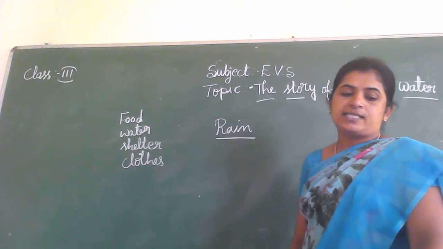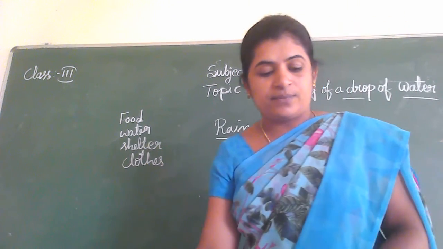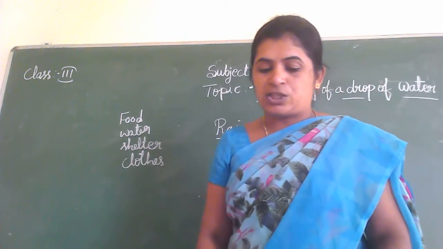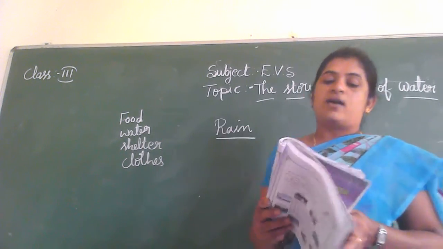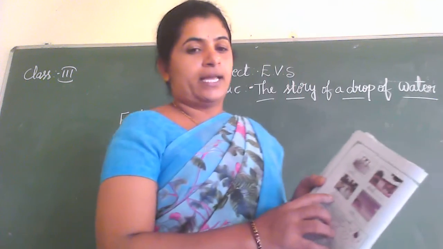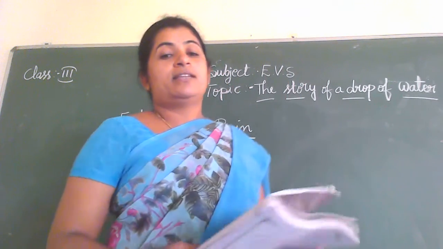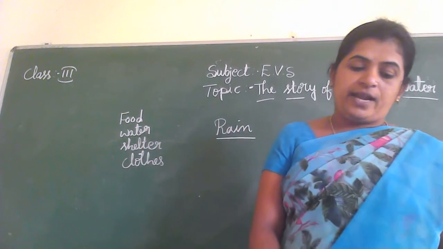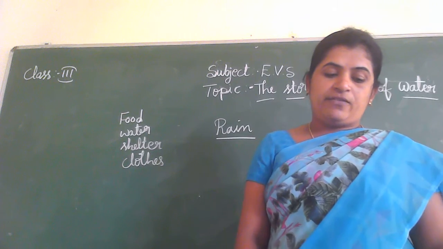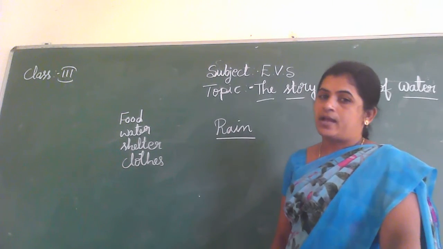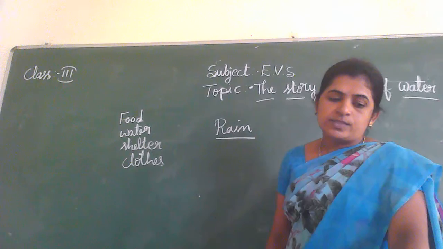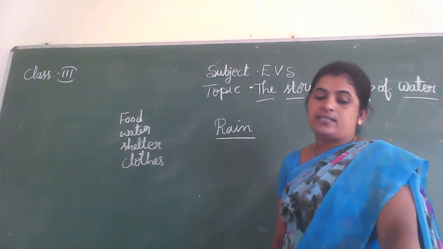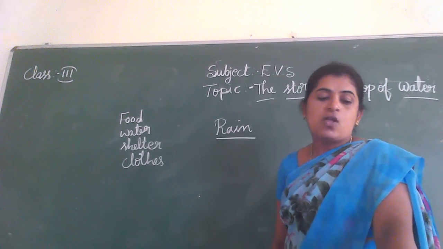And here we can see different sources of water. What are those, children? In your textbook, different sources of water. Well, lake, river, and then sea. These are the different sources of water. Another one, pumps, pond, sea, well, etc. These are some other sources of water.